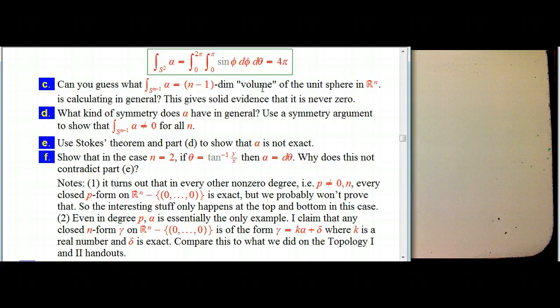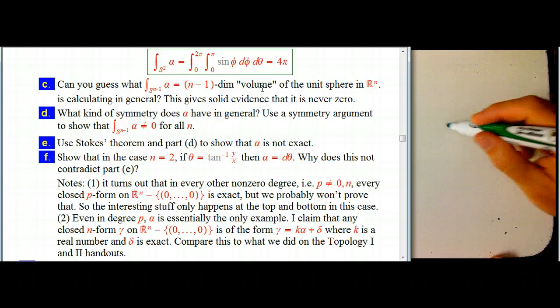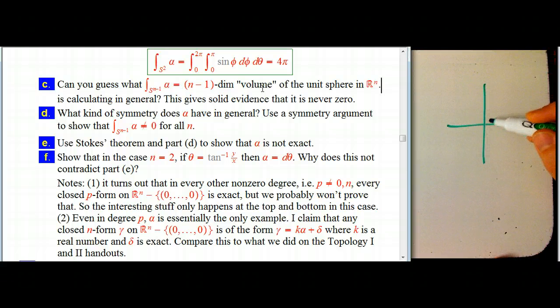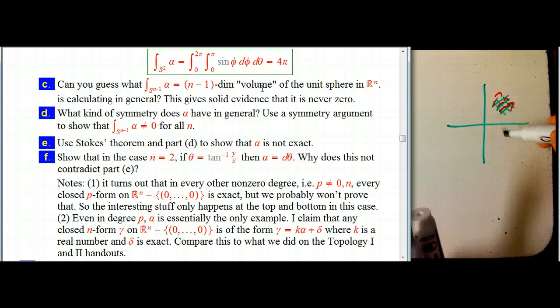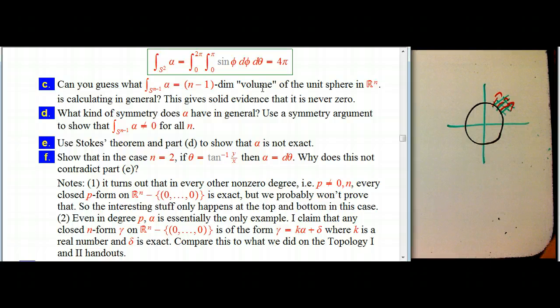Remember what we did. Let's go back to 2 dimensions because it's easier to draw the picture. We took the volume form, which I'm going to draw sort of like this in a piece here. And then we took the interior product with the radial direction, okay? And then we integrated it over the circle. Okay. Well, let's see what that's doing.